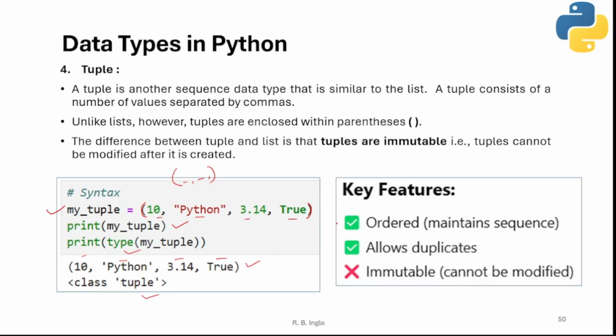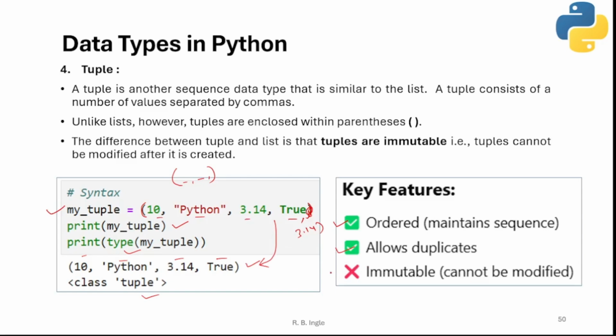The property of the tuple is that it is ordered. Here we can see it is retaining the sequence. It is not changing the sequence. So it is an ordered data type. It allows duplicates. I can even add one more element like 3.14 right here. Then it will print it because duplicate elements are allowed here.